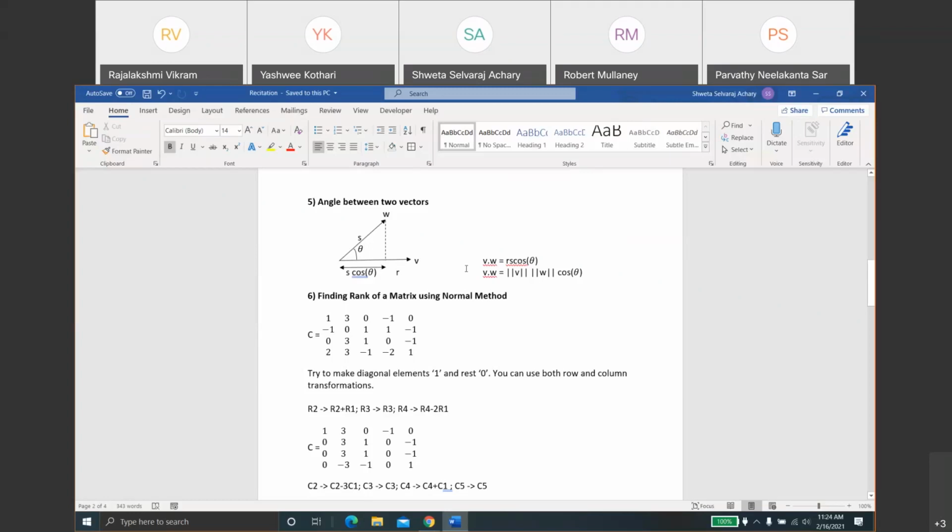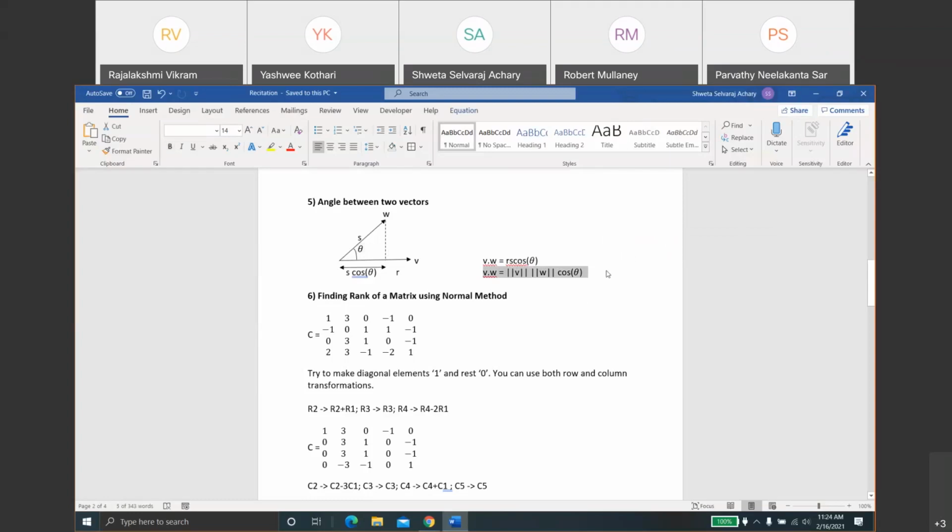So what is v dot w? It is the length of v times the length of the projection of w. It is r s cos theta. What are r and s? r is the length of v, which means norm of v. And s is the length of w, which means norm of w. So you can represent it in this format.